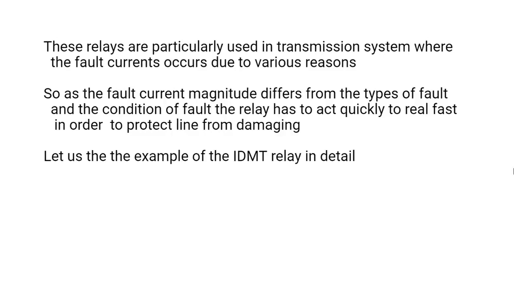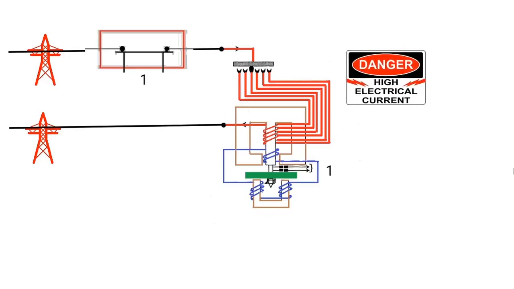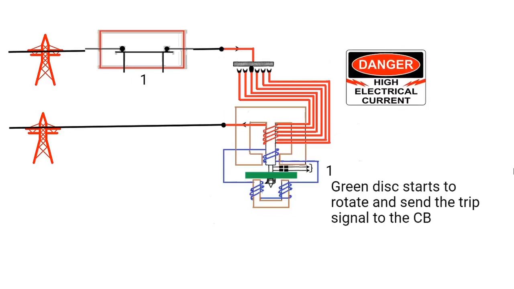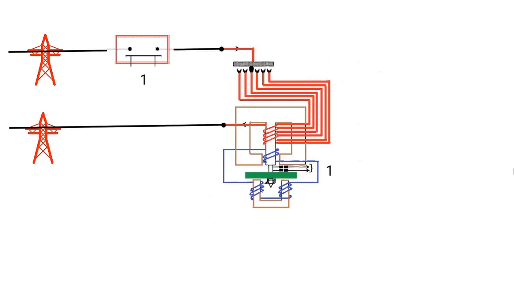As the fault current magnitude differs for different types of faults, the relay has to act quickly to react to the system. Here there is a transmission system where the overcurrent occurs. The red line indicates the primary circuit, the blue line indicates the secondary circuit and green indicates the disk. When there is a high current in the red line, it induces high currents in the blue line, which rotates the green disk fast. This trips circuit breaker 1 and opens it, so the system is protected from the overcurrent fault quickly. This is how an IDMT relay works in a power system to safeguard the operation.